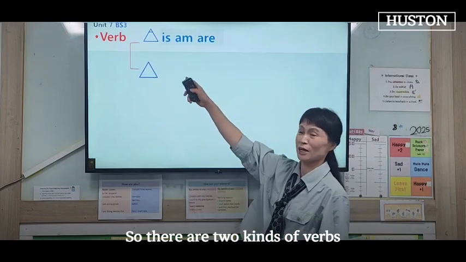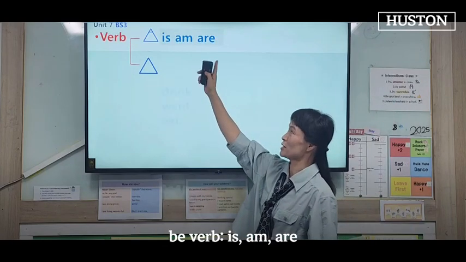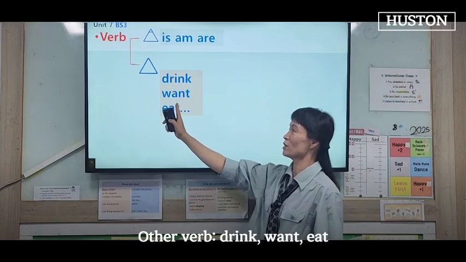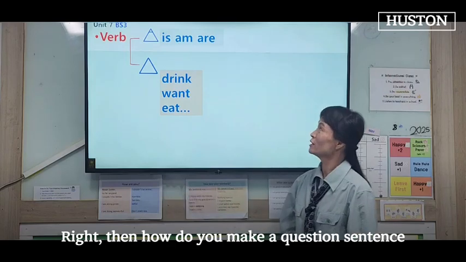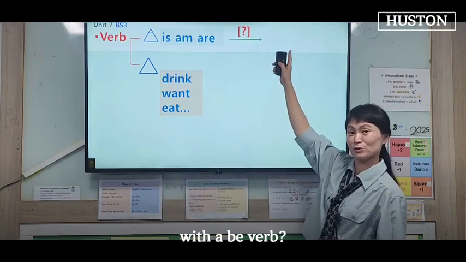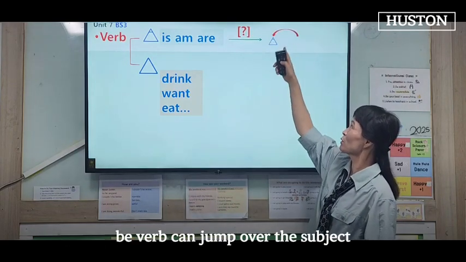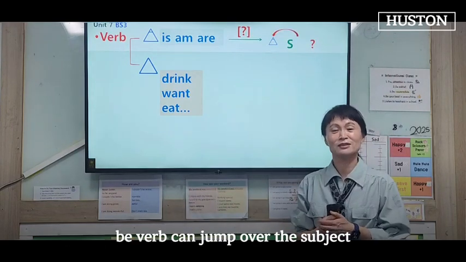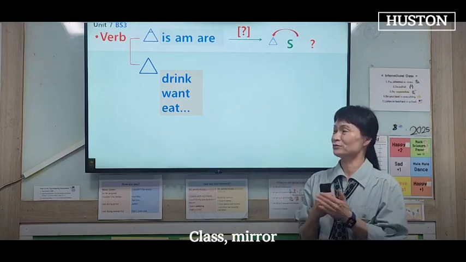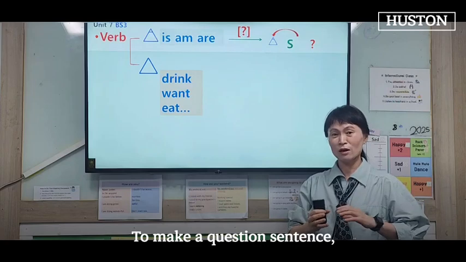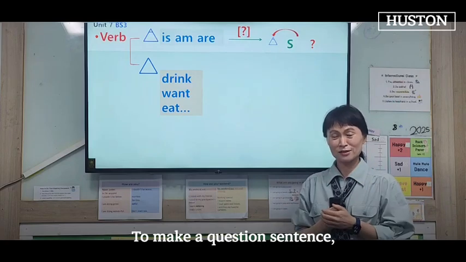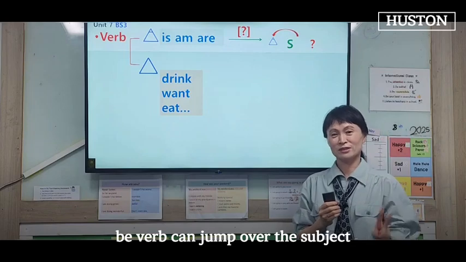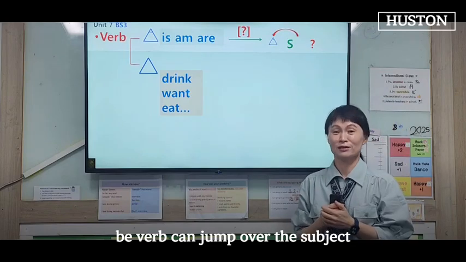So there are two kinds of verb. First, be verb: am, is, are. Other verb: drink, want, eat. Then how do you make a question sentence with a be verb? Be verb can jump over the subject. Class, meter. To make a question sentence, be verbs can jump over the subject.